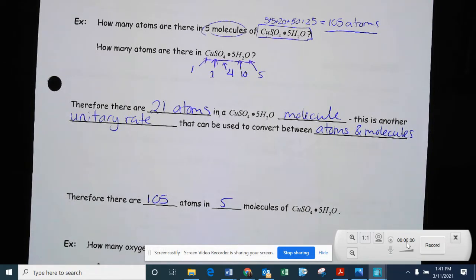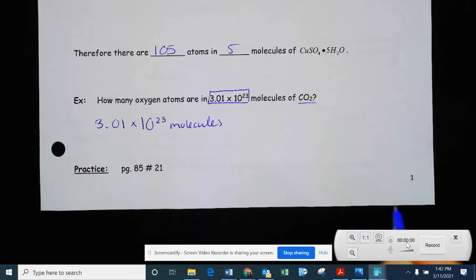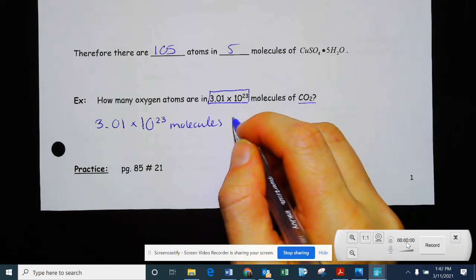All right, so how many oxygen atoms are there in 3.01 times 10 to the 23 molecules of carbon dioxide? Okay, so this one's a little bit trickier. Last time we only had 5 molecules, right? But here, this is a more realistic number. Molecules, we're working with huge numbers, right? So we want to know how many oxygen atoms are there in here. So what we do know is 3.01 times 10 to the 23 molecules of CO2.